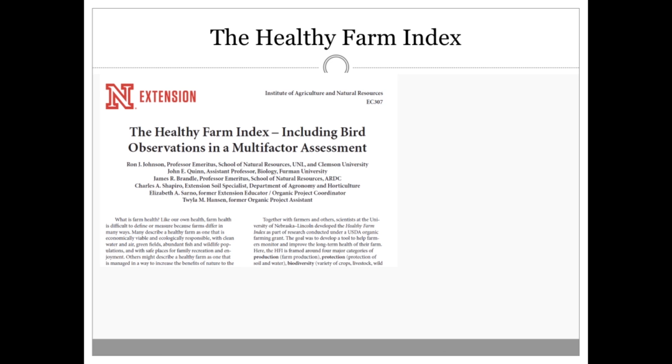More recently, we've published a user-friendly version of the guide through the University of Nebraska Extension. This NEB guide goes through and talks about the specific indicators, why it might be useful on the farm, and it has a PDF at the end that you could use as a form to fill out the Healthy Farm Index.